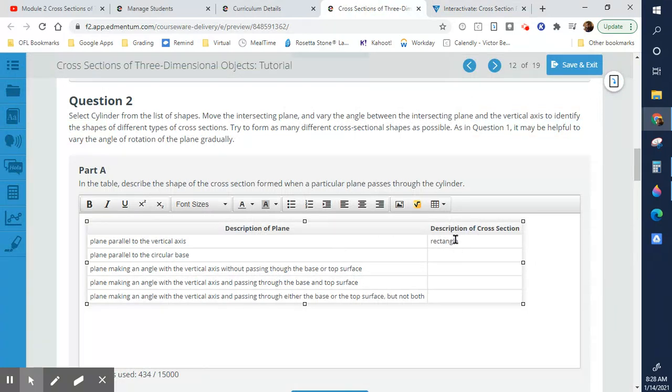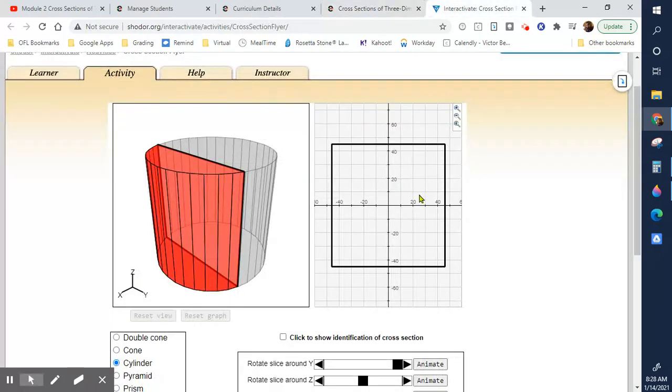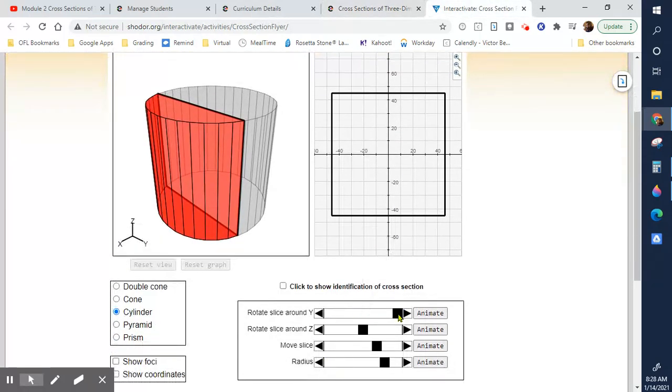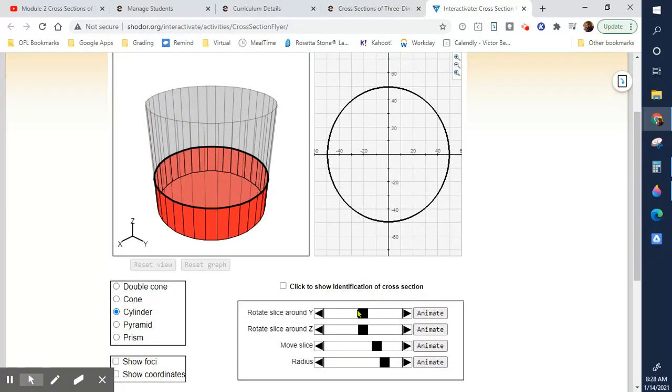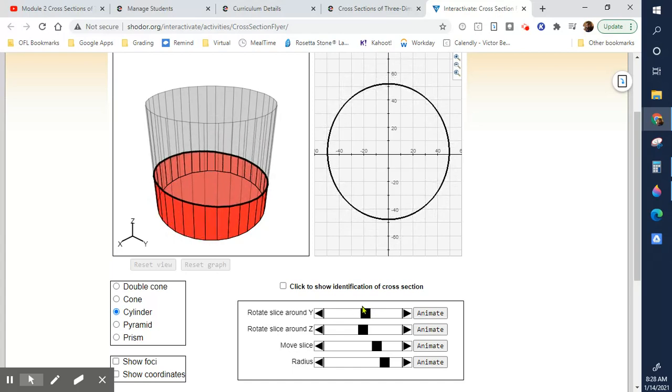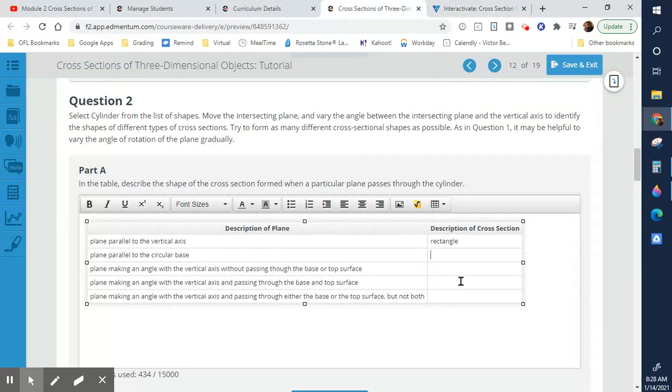All right, for the next one, we want it parallel to a circular base. And I feel it's weird that they word it that way because it's like, we want it parallel to the circle. Well, obviously, you're going to get a circle. Like, I feel like by saying that, they're like, we're giving you the answer, hint, hint.